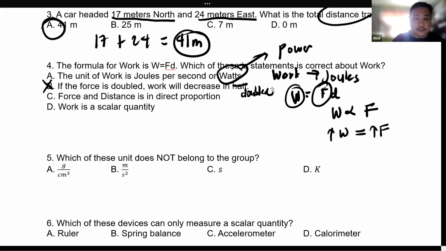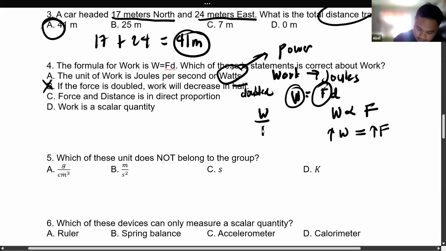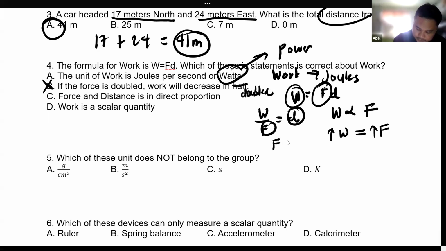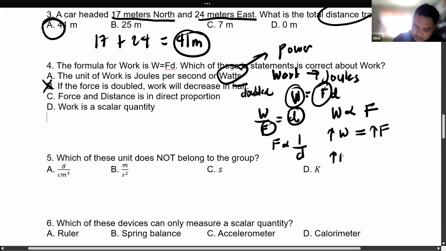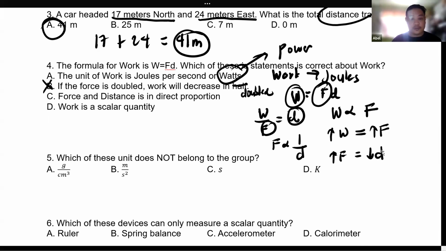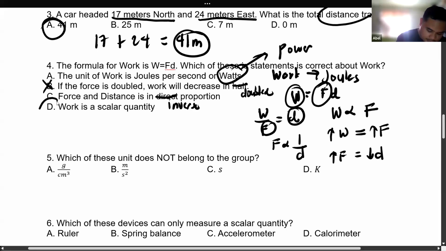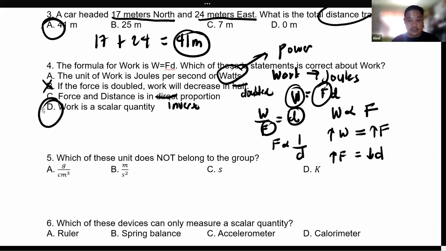Now, how about letter C? Force and distance is in direct proportion. Okay, so this is, I think, the explanation behind. Force and distance is a direct proportion. No, because force is inversely proportional with the distance, with a constant work, of course. So, meaning to say, increasing force would entail a decrease in distance if the work should be constant. So this one, they should be inverse. And for letter D, it's the correct answer. Work is a scalar quantity.